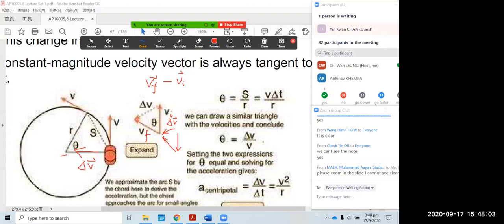So this is why we would expect an object undergoing uniform circular motion to be accelerating in a direction pointing towards the center of the circular path. And what about the magnitude of the acceleration? The magnitude of the acceleration, according to the definition, is delta v over delta t.